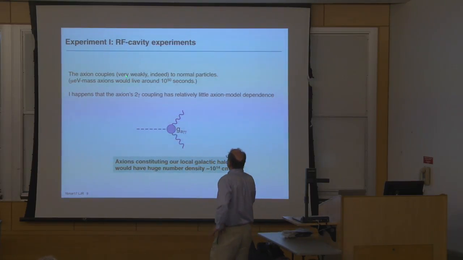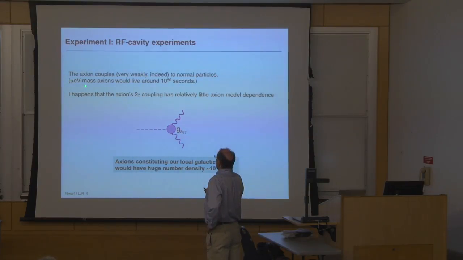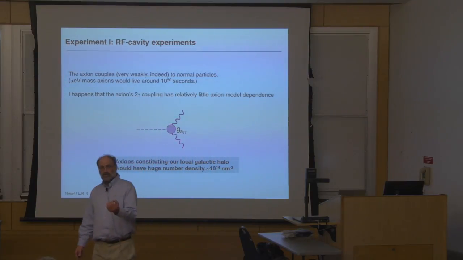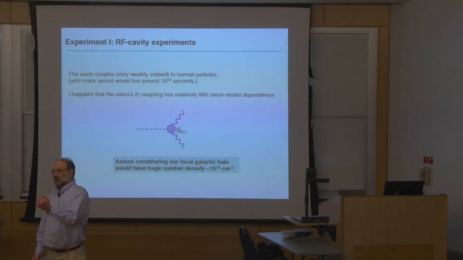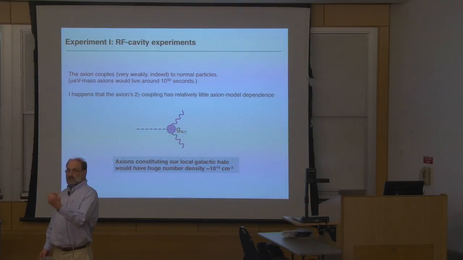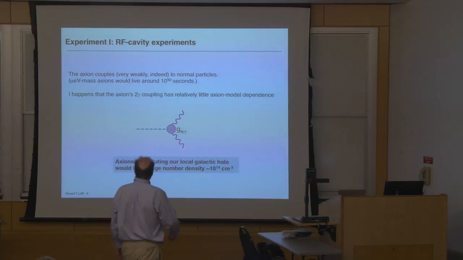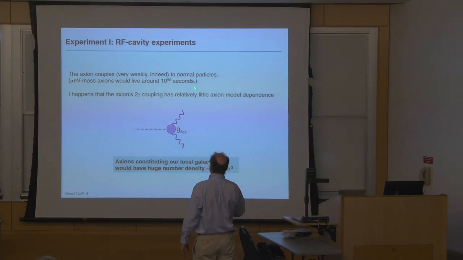So the axion couples, I said, very weakly to normal particles. And if you had a micro EV mass axion, boy, there are a lot in this room. Because the amount of dark matter in this room is about a proton mass per cc. This thing weighs a micro EV. There's 10 to the 13th per cc in this room. Those things have a lifetime of something like 10 to the 50th seconds.